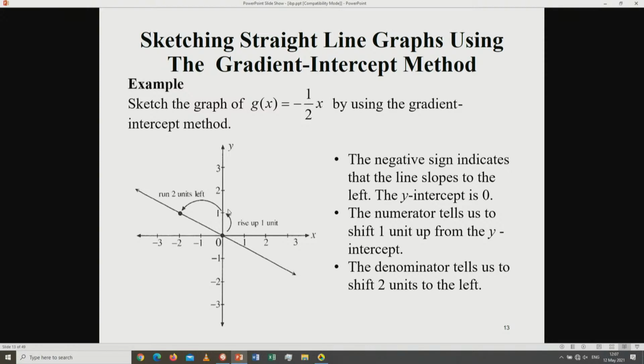The numerator tells us that we shift 1 unit up from the y-intercept, and the denominator tells us that we shift 2 units to the left. Therefore, you go up, and then from there, you go 2 units to the left. Very, very important, because of that negative. If it was positive, then we'd move 2 units to the right. Please, you can even use the table method. You will see that you'll exactly get the very same graph. Practice this one. The more you know the different ways of sketching the graph, the better for you.